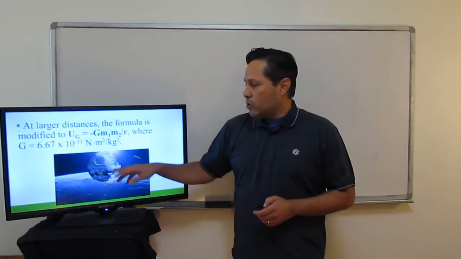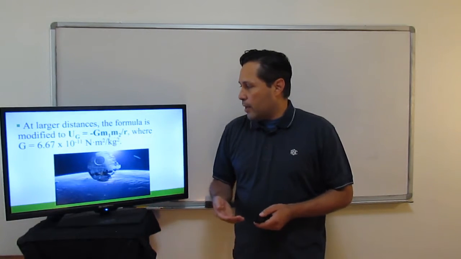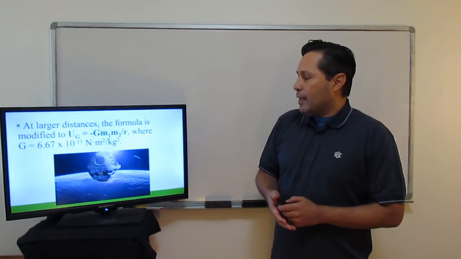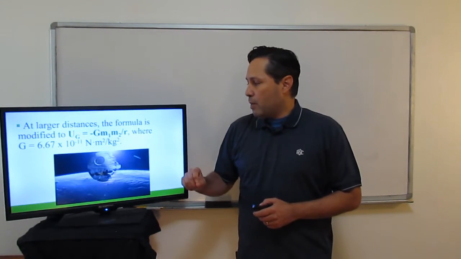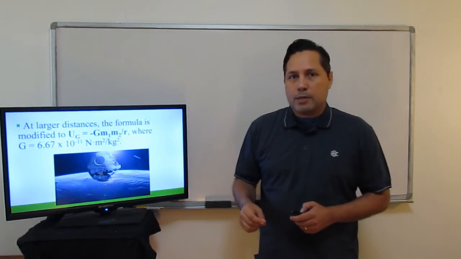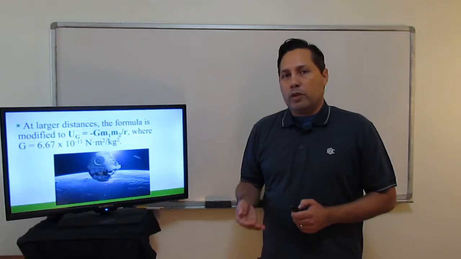m1 and m2 are the masses of the two objects you're measuring. So for example, you might have a battle station and a planet. And r is the distance between them. Remember, that's from the center of your battle station to the center of the planet. Alright, so we're going to go ahead and use that formula to solve problem number 23.